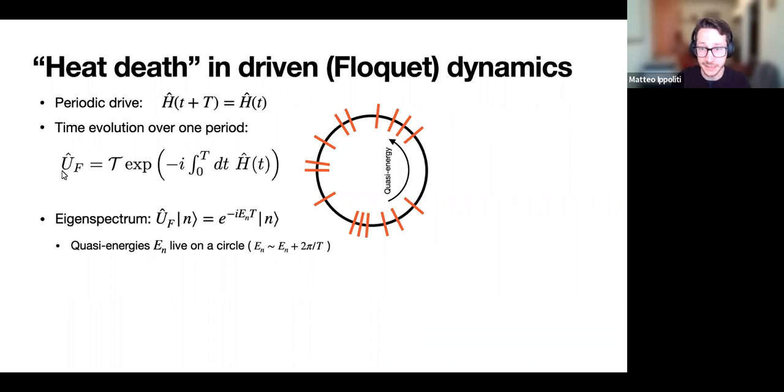That's because the eigenstates, of course, are steady states and therefore describe some kind of asymptotically late time behavior. So the key difference between a Hamiltonian and this kind of Floquet unitary is that the spectrum of this object is given by phases. Of course, this is a unitary, so the eigenvalues are phases.